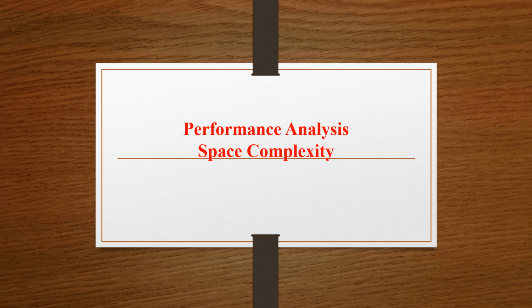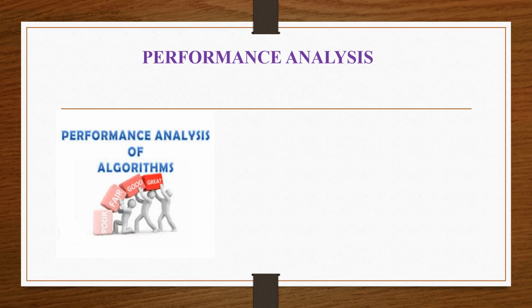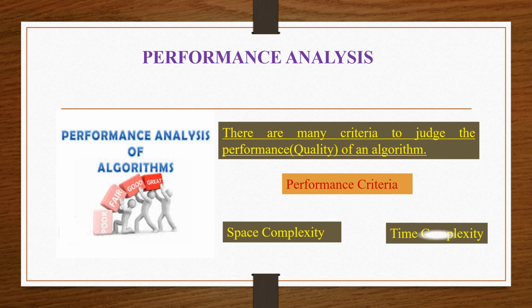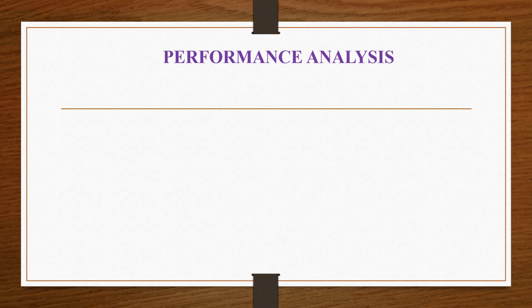This session is about performance analysis, especially the space complexity. So how is the performance analysis of an algorithm done? There are many criteria to judge the performance or the quality of an algorithm, but two important criteria were identified. One is the space complexity, the other is the time complexity.